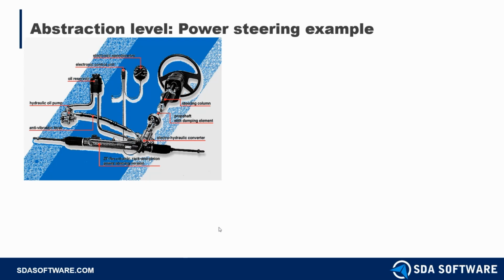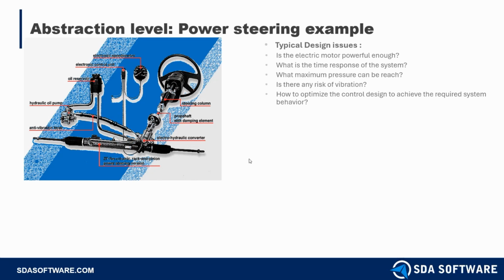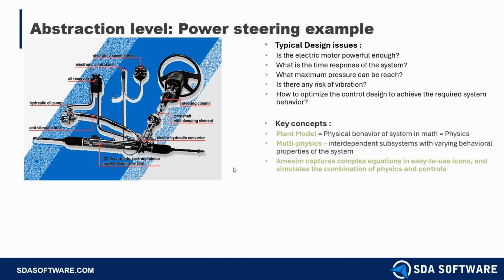So again, right here, I'm still using the power steering system as the example. When we're designing an optimal system, there are typical issues that your engineer should account for. For example, what is the response time of the system, or is there any risk of vibration? In order to explore or address these types of issues, Amesim operates under a couple key concepts.